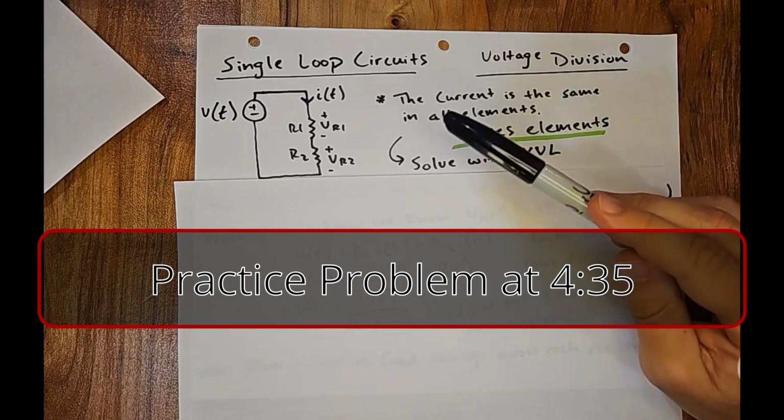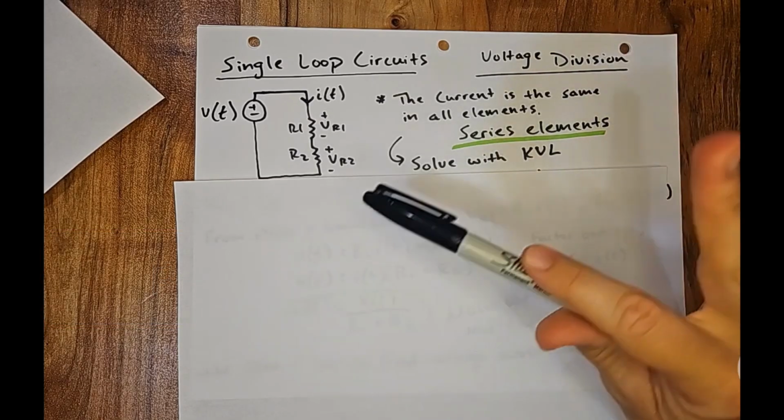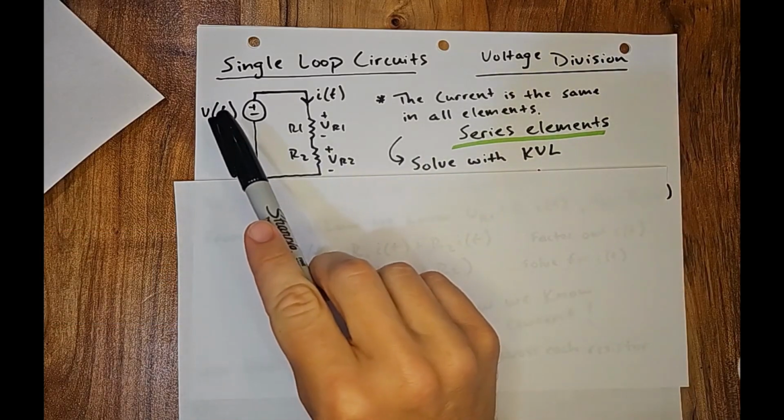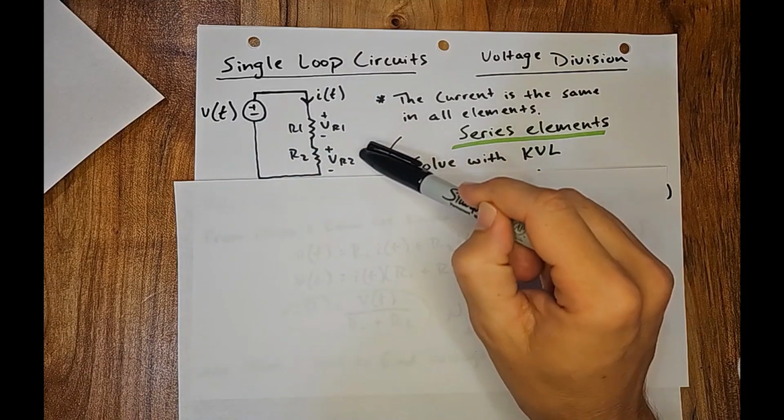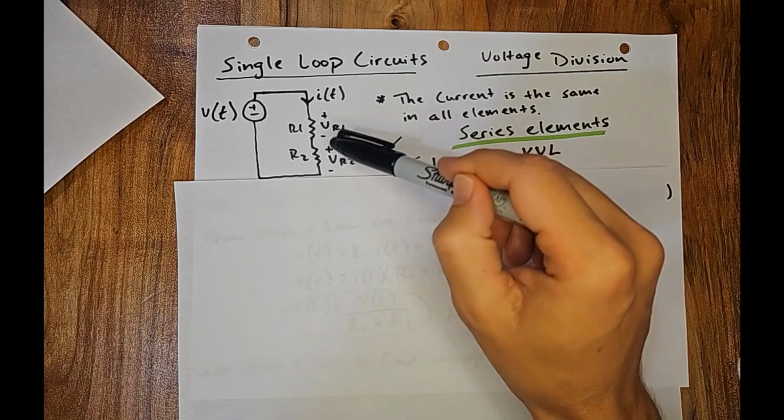Voltage division, single loop circuits, this is really important. So we're going to be talking about things that are in series. If we look over here, this is a voltage source and two resistors. This is all just one loop or one wire. So they are in series together.